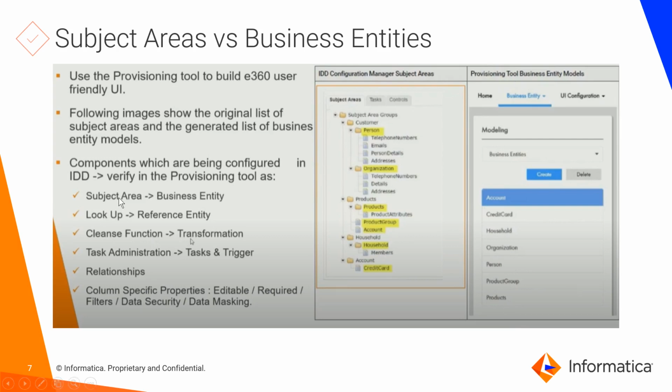So a subject area is now called a business entity, a lookup is called a reference entity, a cleanse is called a transformation, a task administration is called task and trigger, relationships are still called relationships, and then there are other specific properties like update, edit, set as required, data security and data masking that are kept as is. So let me just quickly show you a demo.